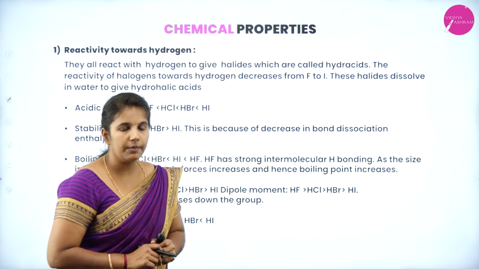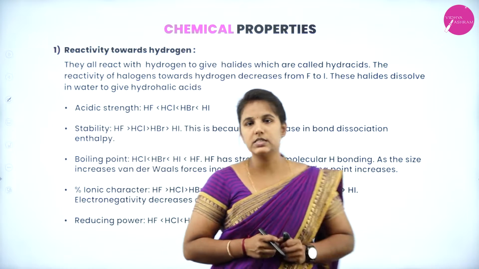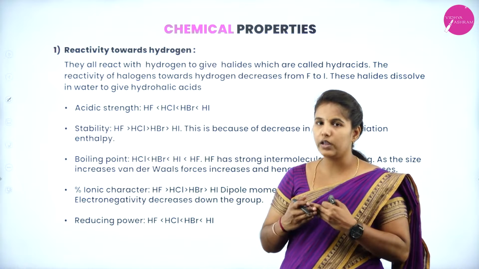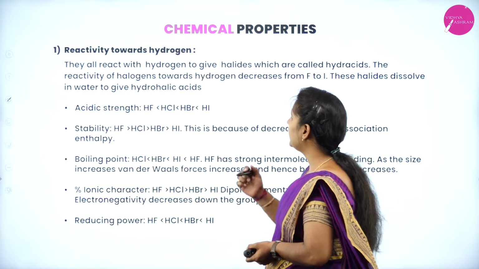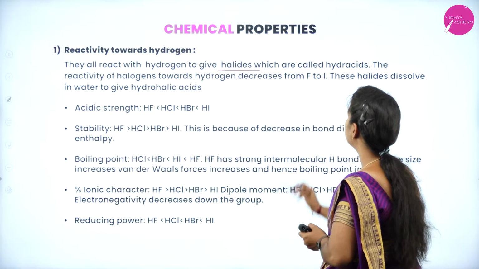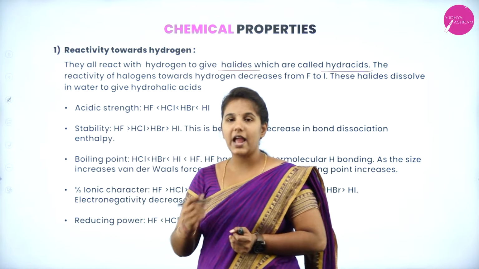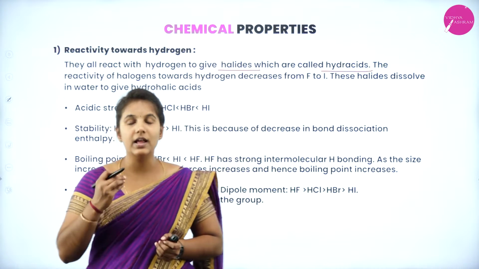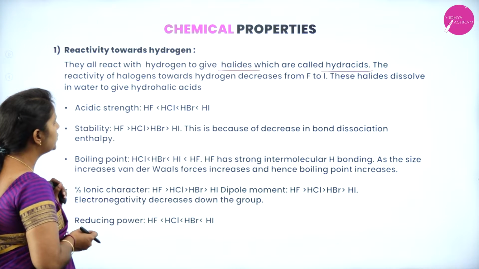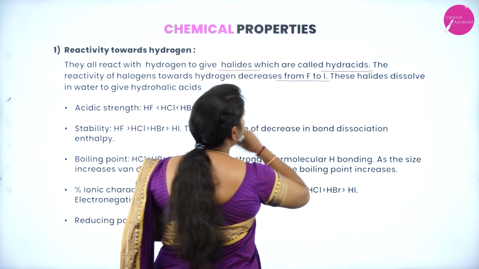What are the chemical properties of group 17? The first one is the reaction towards hydrogen. All these elements belonging to group 17, when they react with hydrogen, give the halides, which are also known as hydracids. So what does it form? When it reacts with hydrogen, it gives a halide, and that is also known as hydracids. And the reactivity of the halogen towards hydrogen decreases from fluorine to iodine.